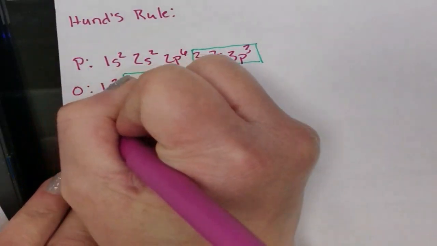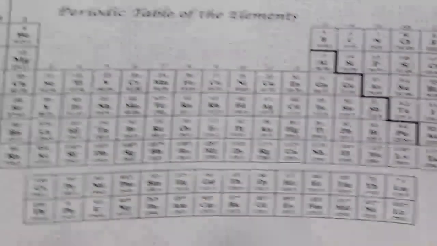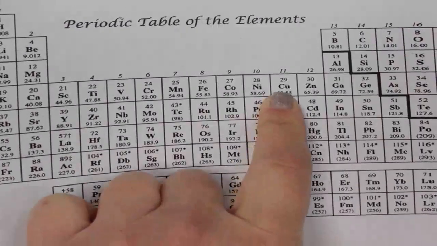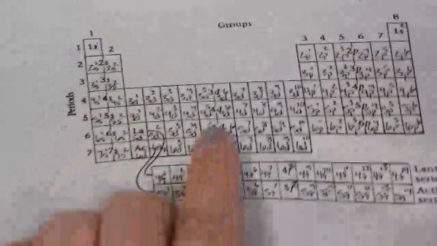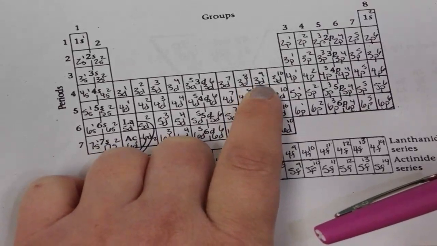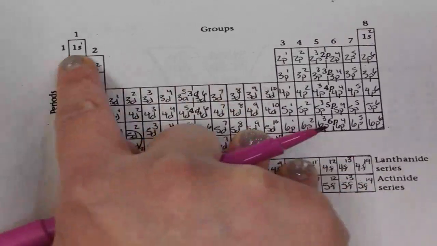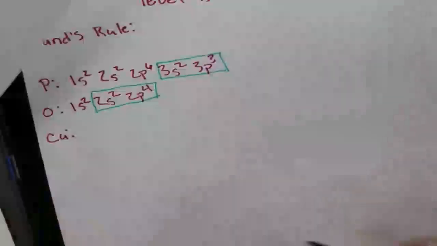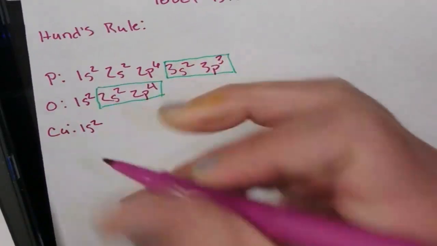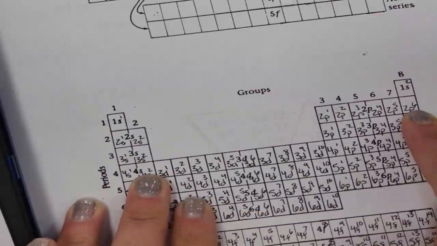All right, copper. Copper is on our periodic table number 29. So copper is right here. Let me come to our filled-in chart completely. Right here, there's my copper, 3d9. So to write my electron configuration for copper, I have 1s2, 2s2, 2p6.